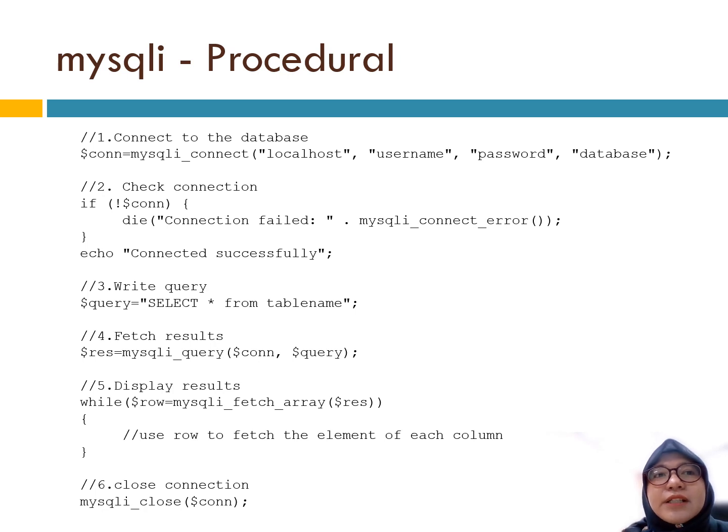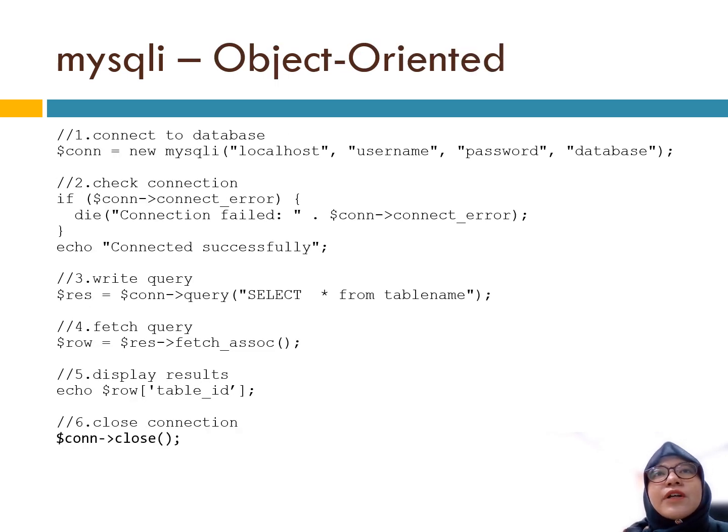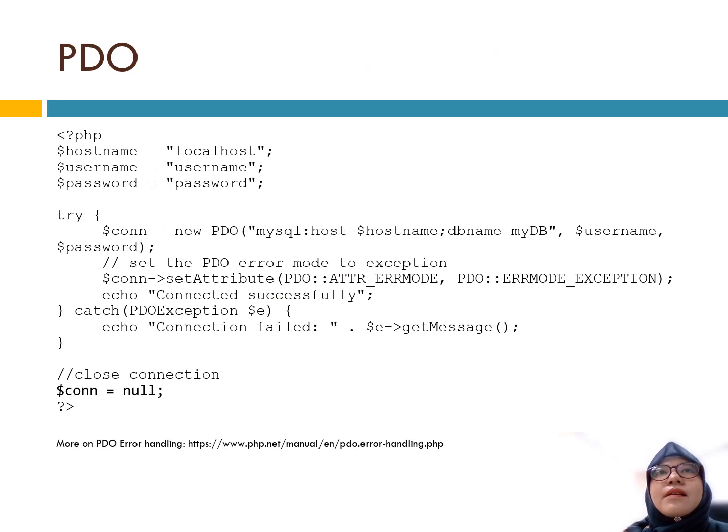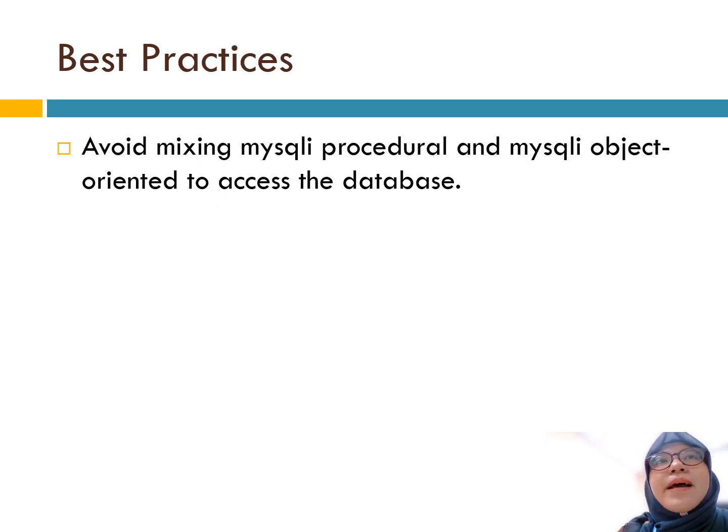Okay, the procedural statement, just now I already showed previously. This is for using object oriented. This one is the way if you use the object oriented concept. Okay, how they write. Okay, this is one using the PHP Data Object. But ensure the host name, username and password should be there. Okay, you declare first. Okay, the best practice is to avoid mixing MySQL procedural and MySQL object oriented to access the database. Don't mix them up. If you use only one, otherwise it will conflict.